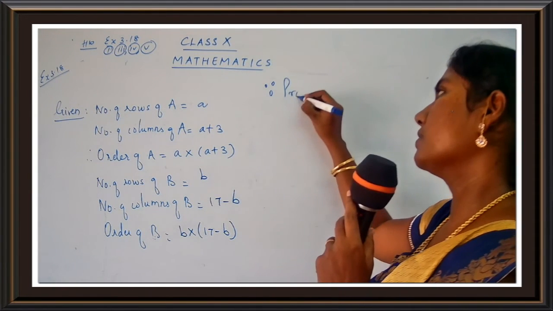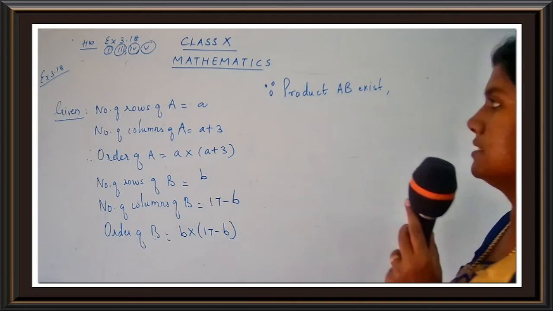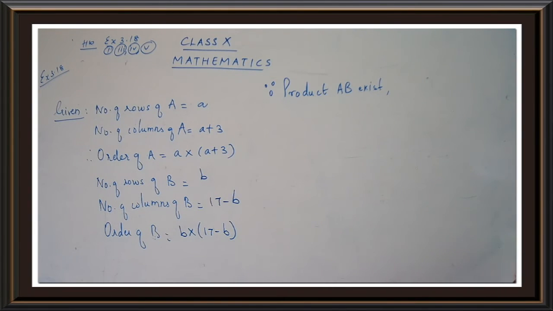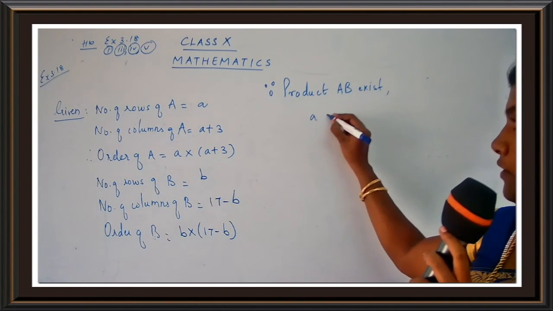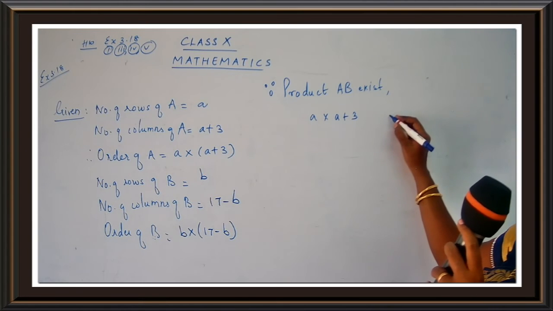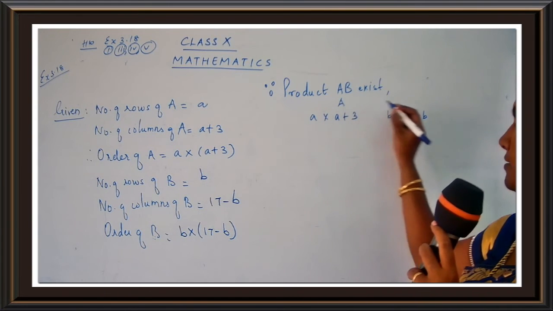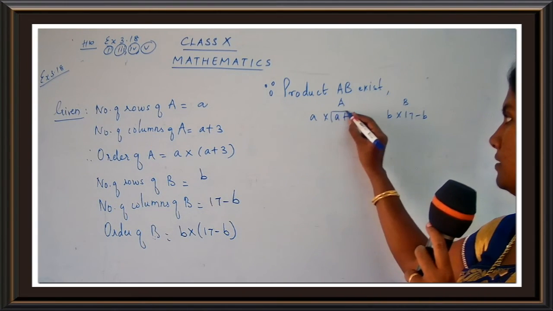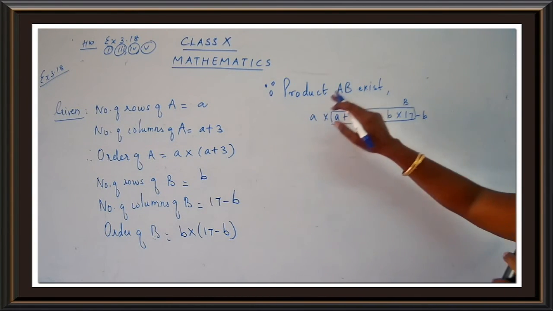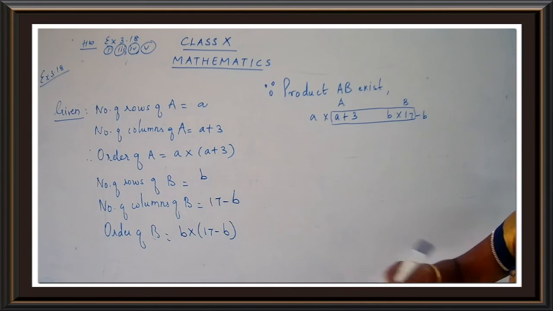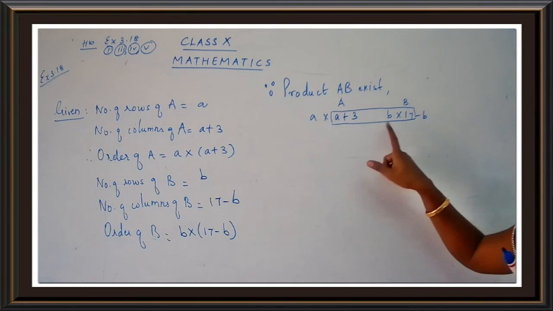Since product AB exists, I can say AB exists means A cross A plus 3 and B cross 17 minus B. This is A, this is B. So this will be equal. What is the condition given? Product AB exists. I have told you when the product will exist: when you can find the multiplication of matrices, the middle part should be equal.